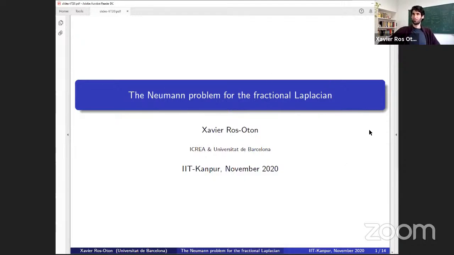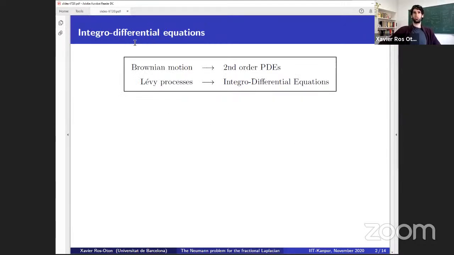Okay, so let's start with integral differential equations. A very general motivation of why we study this kind of equations: it is a well-known fact in PDEs that when you study the Brownian motion from the point of view of probability, you are led to second order PDEs. Different considerations when studying Brownian motion or generalizations give you the Dirichlet problem, the Neumann problem, the obstacle problem, fully nonlinear equations, and equations with variable coefficients. There are many different motivations for second order PDEs that come from probability, and in particular from the Brownian motion itself.